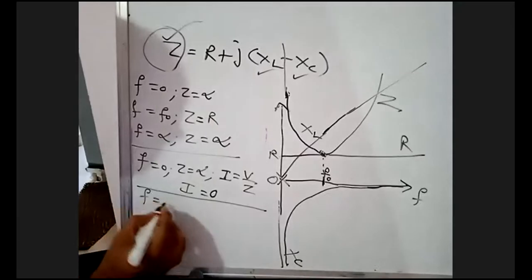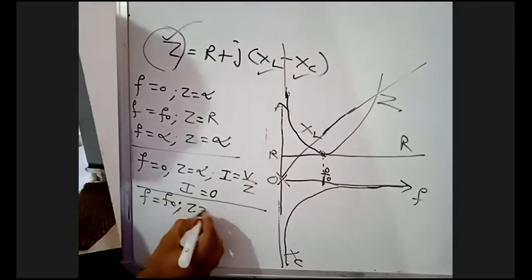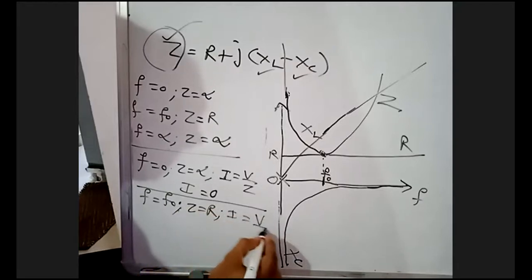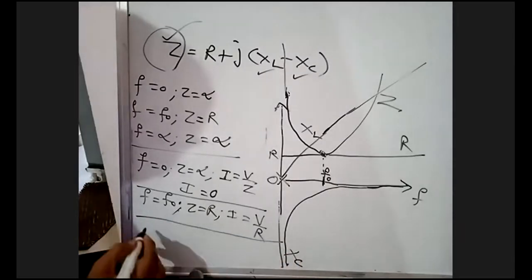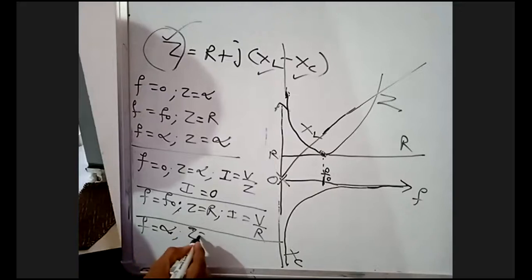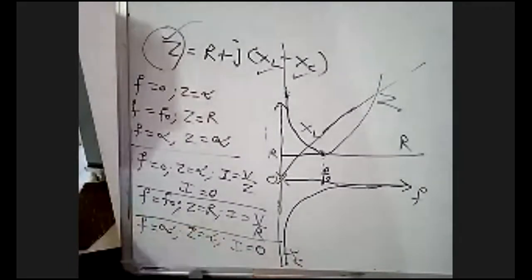Now take f is equal to f naught. Z is equal to R. I is equal to V by R. Next I am taking f is equal to infinity. Sorry, at f is equal to infinity, your Z is infinity. If Z is infinity, what is the current? 0.